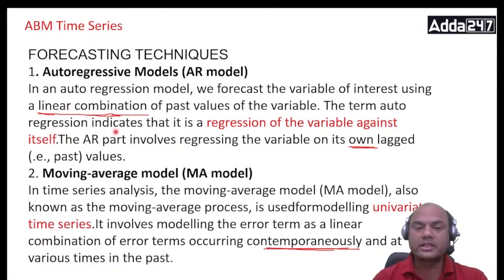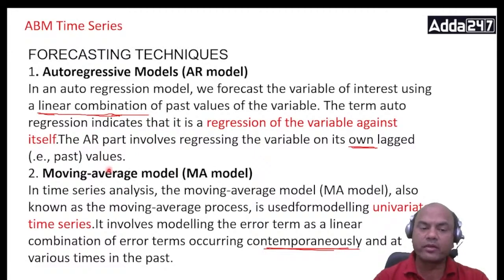The term autoregressive indicates a regression of the variable against itself, okay? The AR part involves regression of the variable on its own lagged values. So lagged means what? Past values. These two sentences are the same, against itself and lagged values, okay?